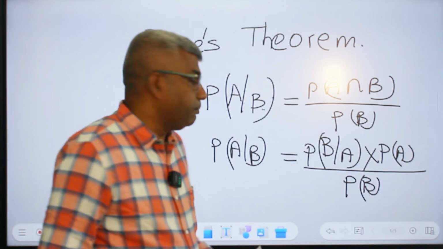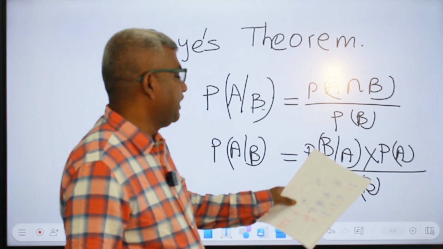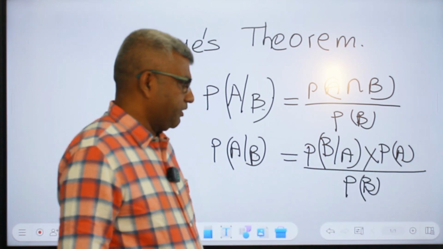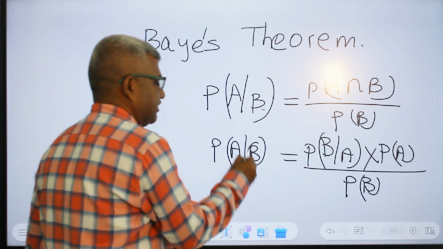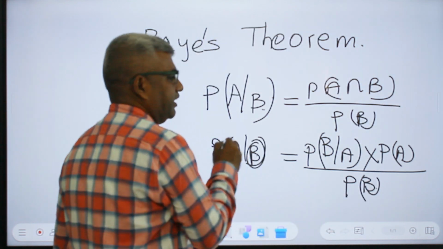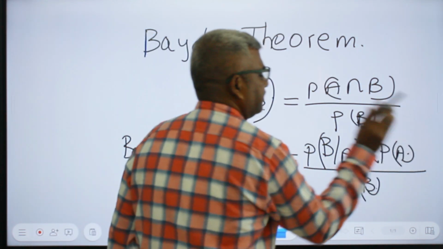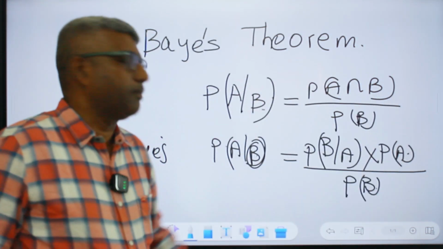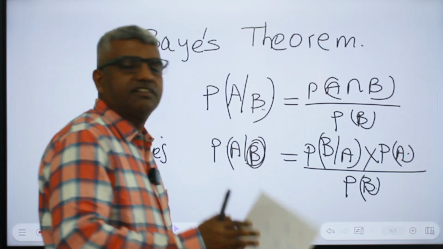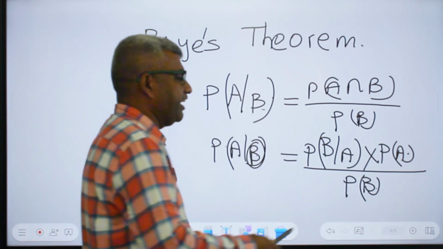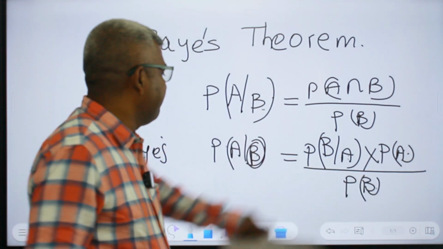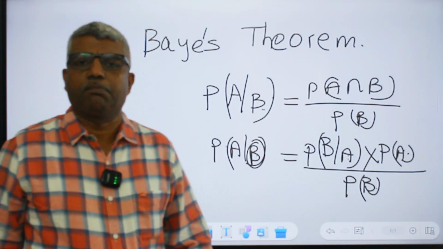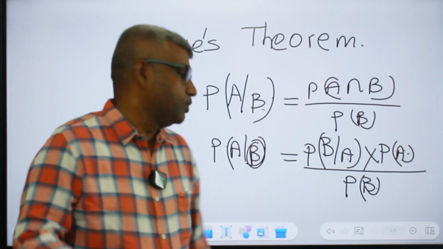Probability of A given B is probability of B given A times probability of A divided by probability of B. Just memorize like this. A given B is, just flip it, B given A multiplied by probability of A, and divided by probability of B. Very simple one. I am going to illustrate with two simple exercises. Let us see.